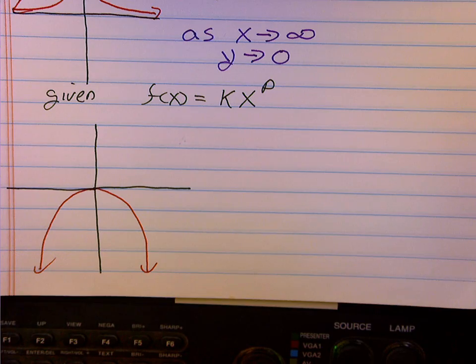Okay. We're going to describe everything we can from the graph, given that the graph is of a power function in the form f of x equals kx to the p. I'm going to first of all start by talking about p, then I'm going to talk about k, and then I'm going to talk about the left and right hand sides. So first thing, p.